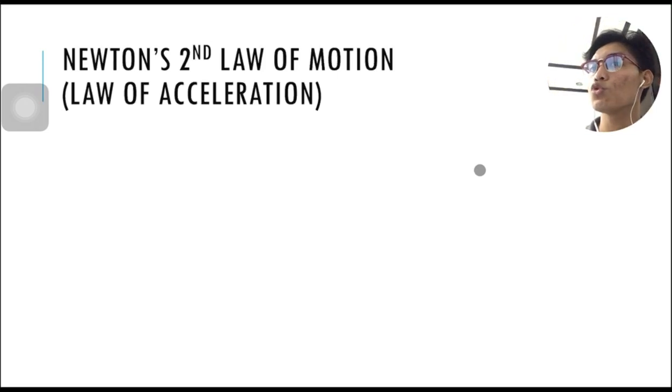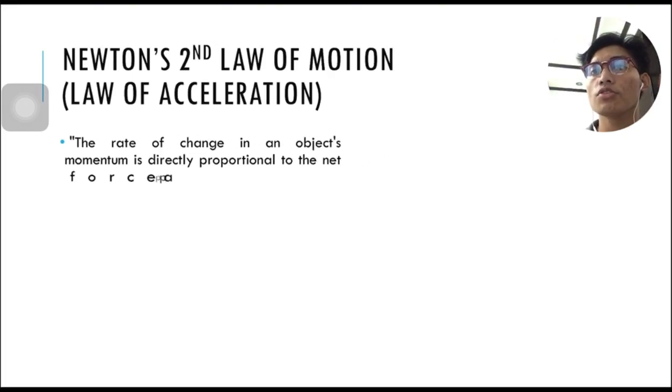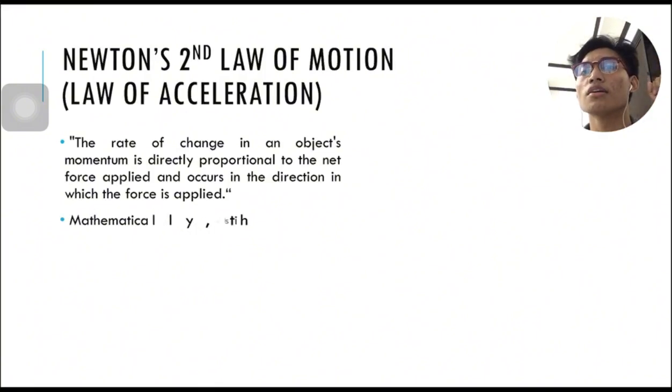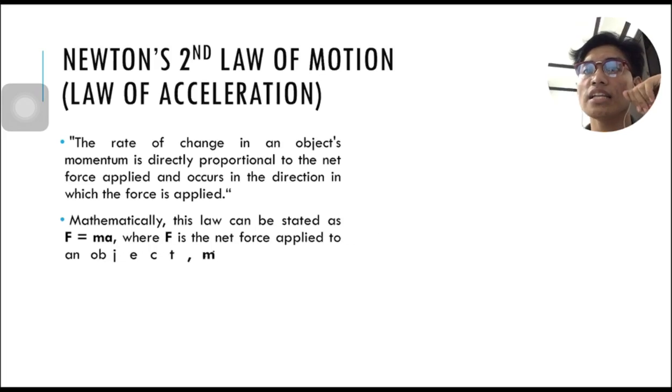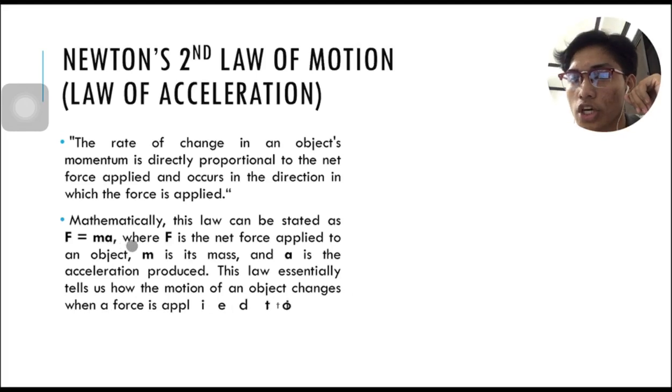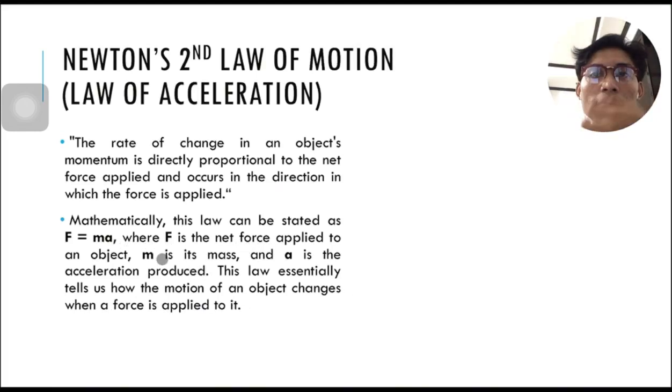Second, we have Newton's second law of motion, which is the law of acceleration. The rate of change in an object's momentum is directly proportional to the net force and occurs in the direction in which the force is applied. Mathematically, this law can be stated as F equals ma, or force equals mass times acceleration, where F is the net force applied on an object, m is its mass, and a is the acceleration produced. This law essentially tells us how the motion of an object changes when a force is applied to it.